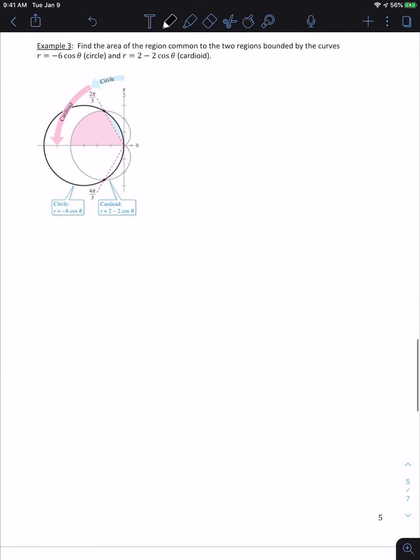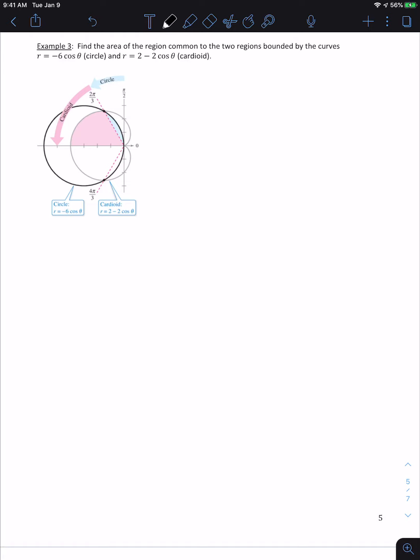Okay, so let's look at an example here. We want to find the area of the region common to the two regions bounded by the curves of r equals -6 cosine of theta and r equals 2 minus 2 cosine of theta. The big circle that is shifted over is the -6 cosine of theta, and r equals 2 minus 2 cosine of theta is the cardioid.